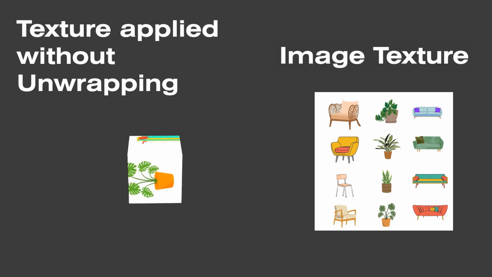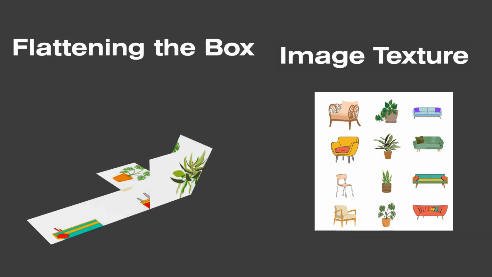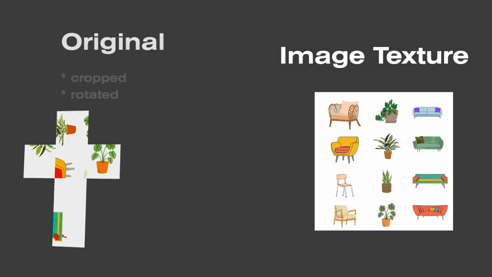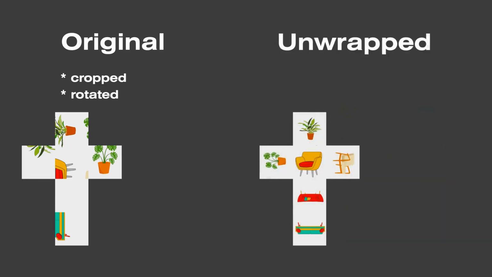Let's see what happens when we unwrap this cube. Right now, this cube is not properly unwrapped. The template doesn't look good. Blender needs to figure out which part of the texture should be in which face of the cube in order to have a realistic look. And this is what the template of a properly unwrapped cube looks like.